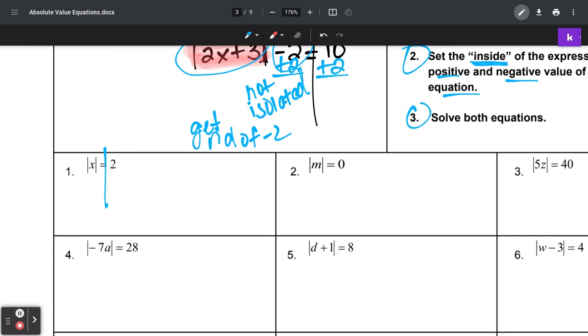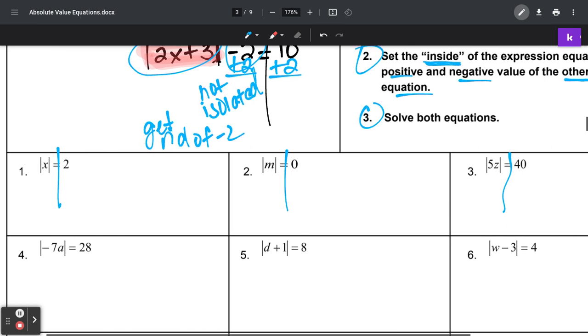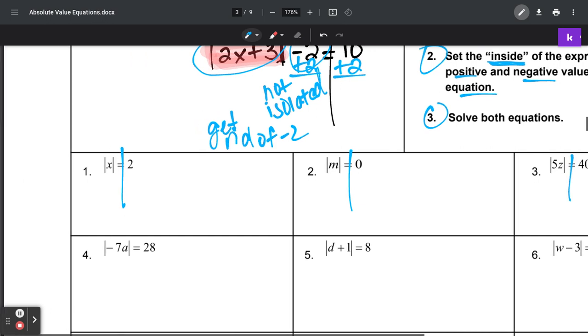Look at 1, 2, and 3. I'm going to take a look at these and ask myself, is there anything else on the side where the absolute value is? Like here, the absolute value is on the left side. Is there anything else on the left side besides the absolute value expression? No, it's already isolated.